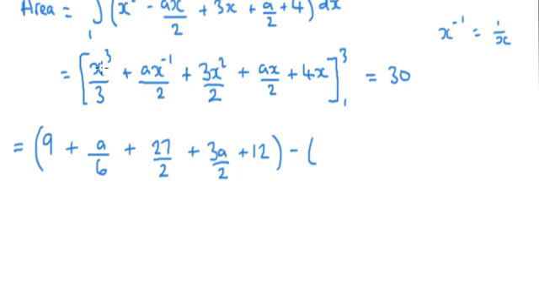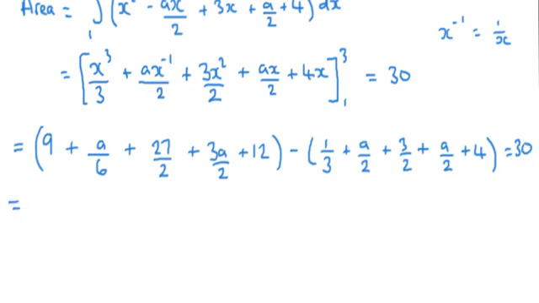We're then going to take away what we get when we sub 1 in. Anytime we see the x, we're going to have a 1, so that's going to be a third. It's going to be a over 2. It's going to be 3 over 2. a over 2 again, and 4. And that needs to equal 30.